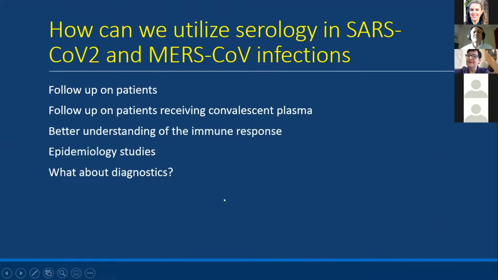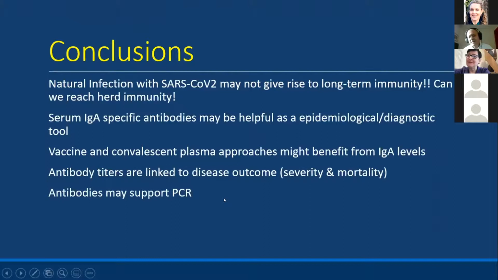What about diagnostics? I think SARS-CoV and MERS-CoV viruses cause acute respiratory infection. And in acute respiratory infection, you need something that can detect the virus early in its disease. So you don't want to wait 1 week or 2 weeks. So the best thing in that case is a PCR. However, antibody can help. And I'll show you my final slide in a minute.